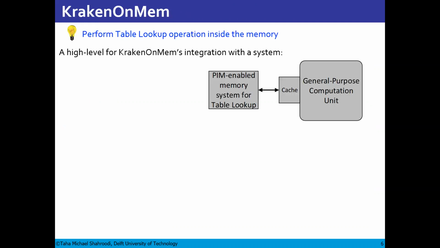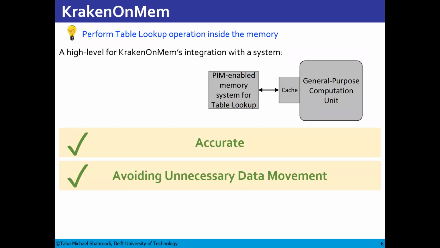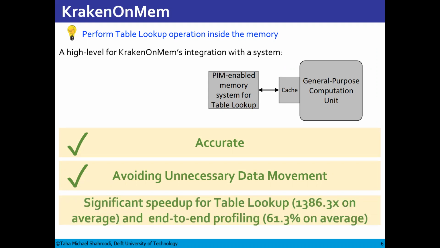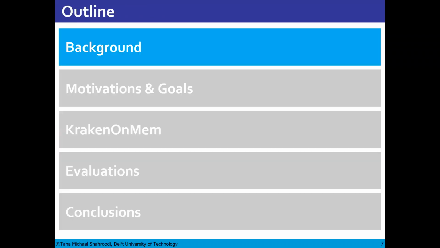To this end, we propose KrakenOnMem, the first Memristor-Augmented processing system designed for taxonomic profiling that is accurate, reduces the data movement overhead, and avoids underutilization of cache hierarchies, or in other words, large memory requirements. KrakenOnMem provides high performance and energy benefits compared to the state-of-the-art hardware- and software-based approaches. Now, with a summary of my talk, let's start with some background so that we can dive into the work in more detail.